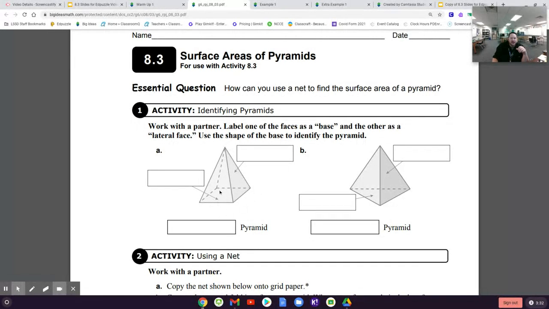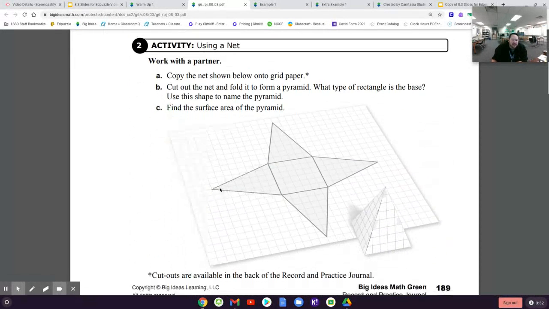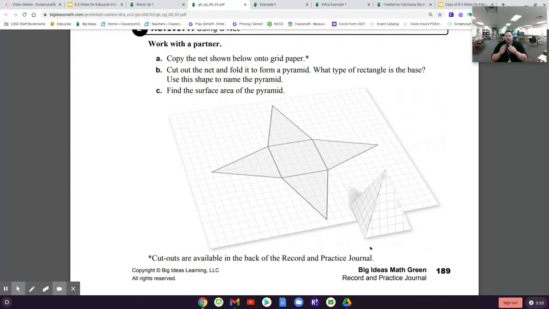So the base is a square, and that is just called the base. So this face is called the base on a square pyramid. And then these triangles are called lateral faces. So a square pyramid has 5 faces: 4 lateral faces that are identical triangles, and 1 face that is the base. And a way you can picture that, if we have this square pyramid, if you cut it and lay it out, you're going to get a square for the base, and you're going to get 4 identical triangles for the lateral faces.